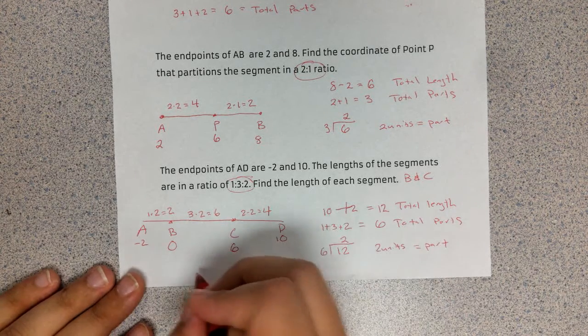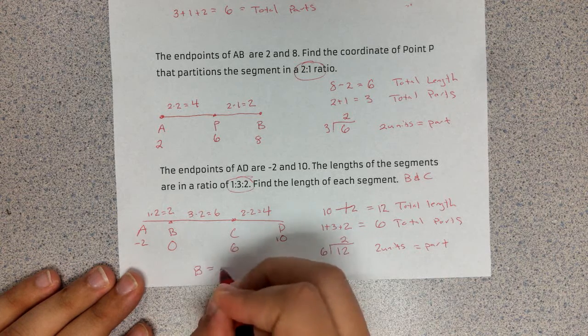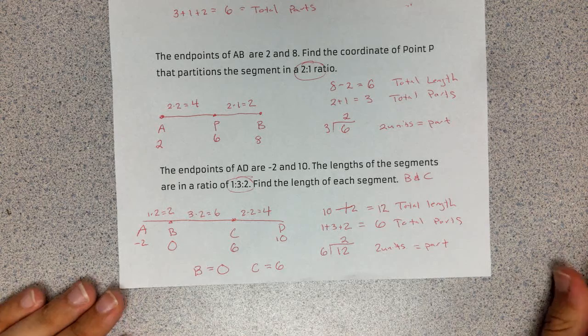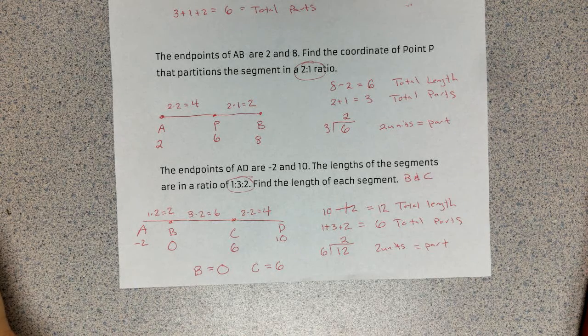So B is equal to 0, and C is equal to 6. Okay? And that is how we do segment addition with ratios.